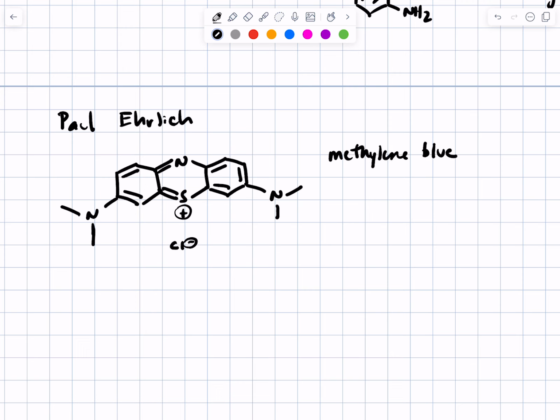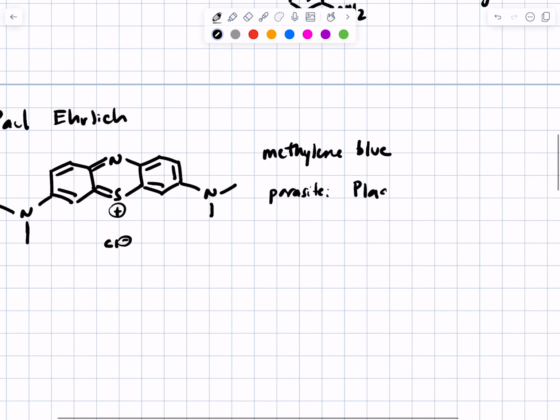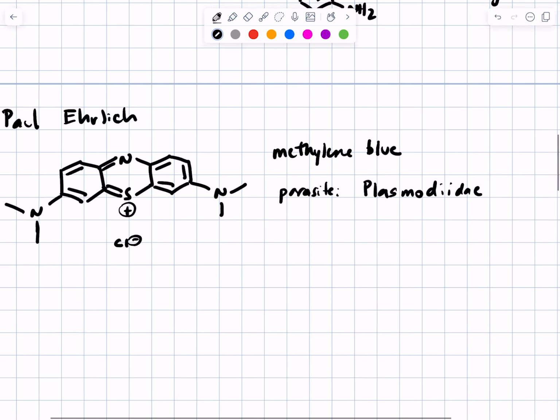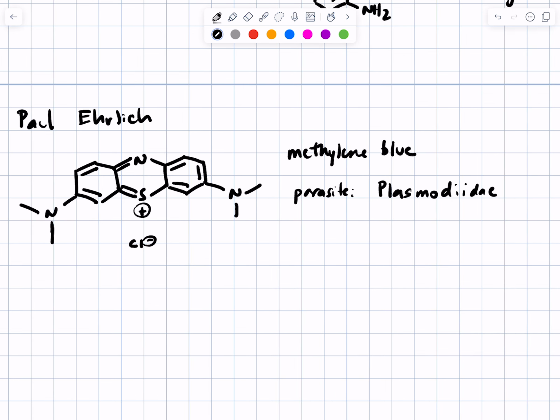And Ehrlich was using it to stain a parasite called, you don't want to know this, but I'm going to write it out anyway because I don't know how to say it. I'm not even sure if that's a Plasmodium parasite. And he was using methylene blue to stain the parasite under a microscope.